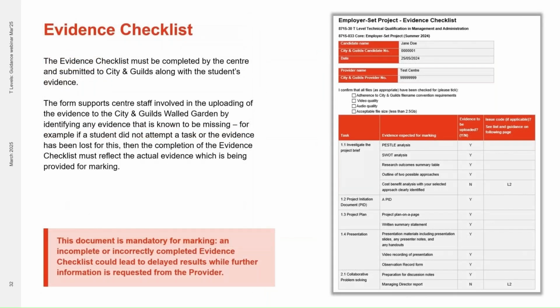The evidence checklist must be completed by the centre and submitted to City and Guilds along with the student's evidence. The form supports centre staff involved in the uploading of the evidence to the City and Guilds Walled Garden by identifying any evidence that is known to be missing. For example, if a student did not attempt a task or the evidence has been lost for this, then the completion of the evidence checklist must reflect the actual evidence which is being provided for marking.